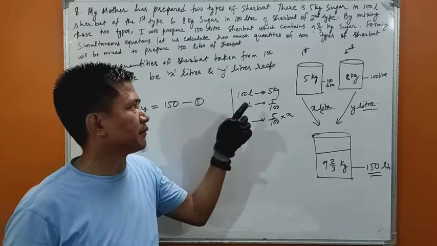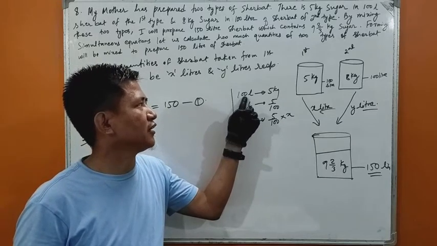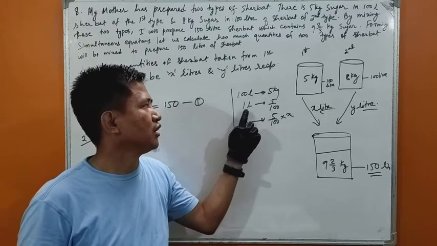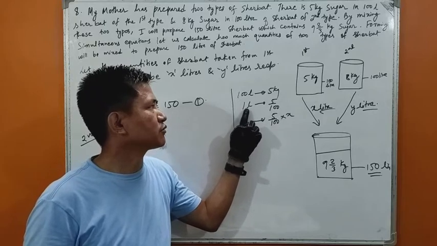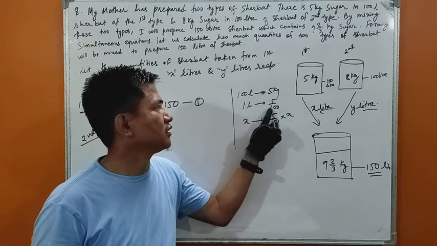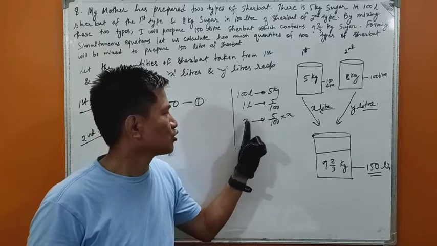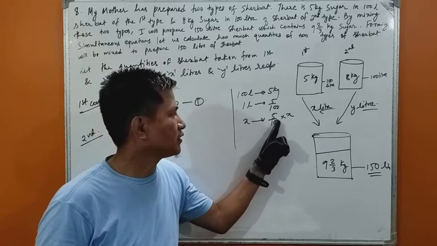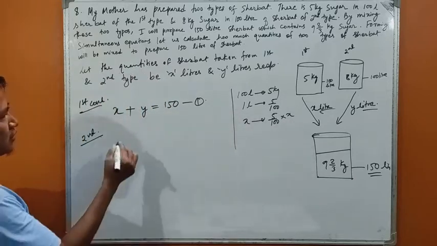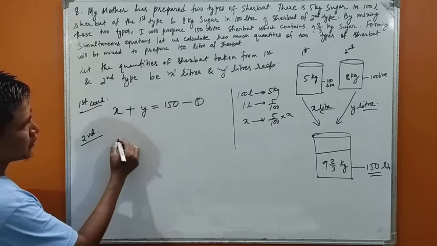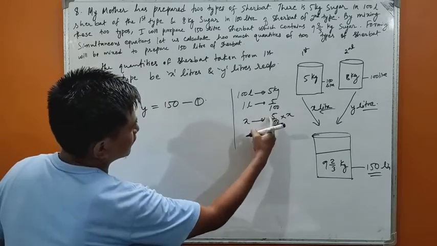This is just the unitary method. 100 liters of sarbat of first type contains 5 kg of sugar. So 1 liter of first type sarbat contains 5 upon 100, the 100 comes in the denominator, isn't it? So in x liters, 5 upon 100 into x. So the quantity of sugar from the first type is 5 into x, that is 5x.